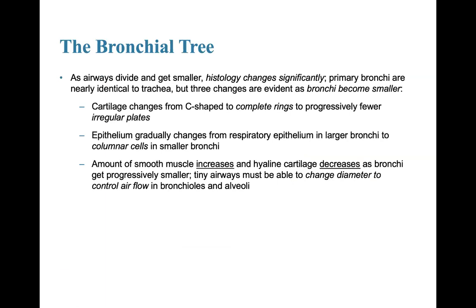The primary bronchi are nearly identical to the trachea, but 3 changes are evident as the bronchi become smaller. The cartilage changes from C-shaped to complete rings to progressively fewer irregular plates. The epithelium will gradually change from the respiratory epithelium in larger bronchi to columnar cells in smaller bronchi. And the amount of smooth muscle will increase and the hyaline cartilage will decrease as the bronchi get progressively smaller. Tiny airways must be able to change diameter to control the airflow in the bronchioles and alveoli.